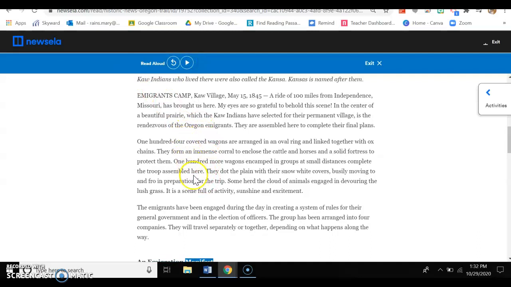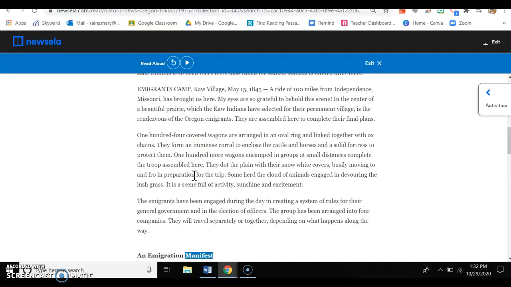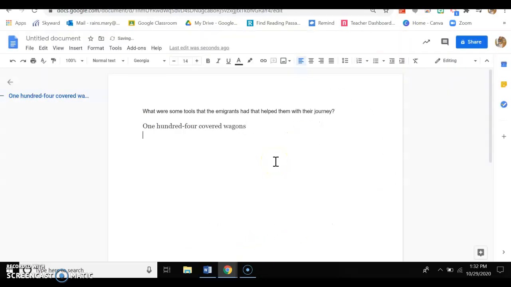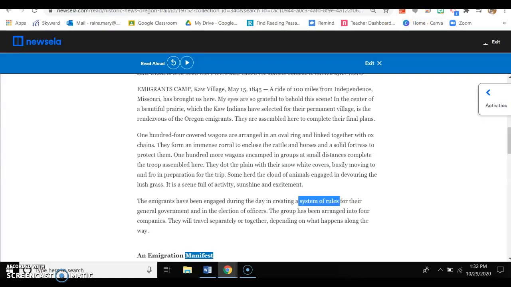Depending on what you consider tools, I also think this is important. Something that they had was creating a system of rules, which could be a tool they used to help them be successful. So if I thought that was important, I could copy and paste it or highlight it, and bring it back over here to my notes and paste it right in there so that I have it for later.